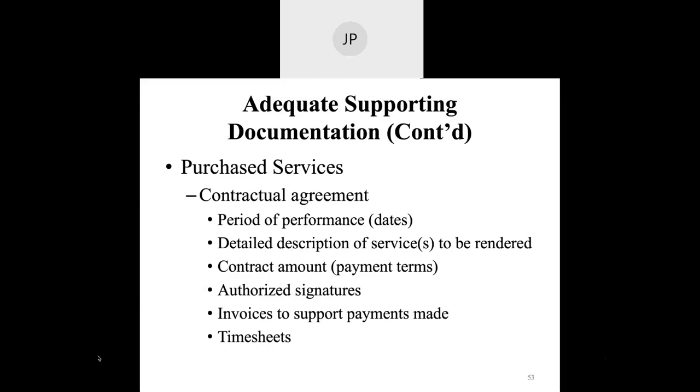If your claim is for purchased services, we expect to see a contractual agreement between you, the subrecipient, and whomever the contractor is. In the contractual agreement, we should see items such as the exact period of performance or the dates of the contract, a detailed description of services to be rendered under the contract, the amount to be paid under the contract, and also the payment terms such as monthly, quarterly, annual payments, or payments being made upon completion of work, etc.